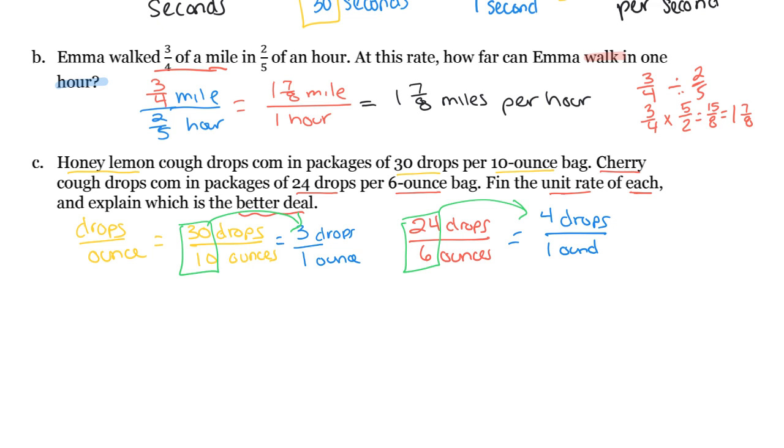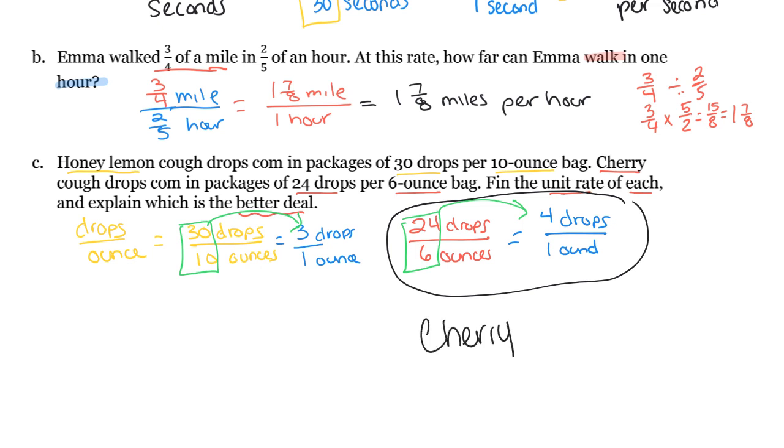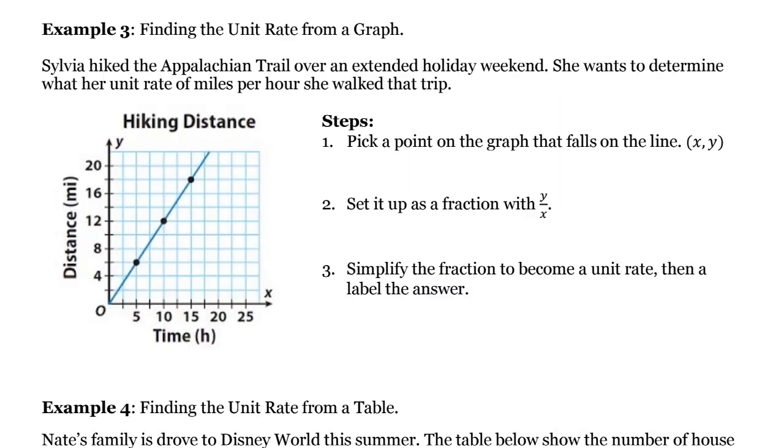So which is the better deal? Would you want 3 drops for 1 ounce or 4? Well, hopefully you're saying 4 is the better deal, right? So cherry is the better deal, because we're getting more bang for our buck, right? All right, so let's go to our next page.